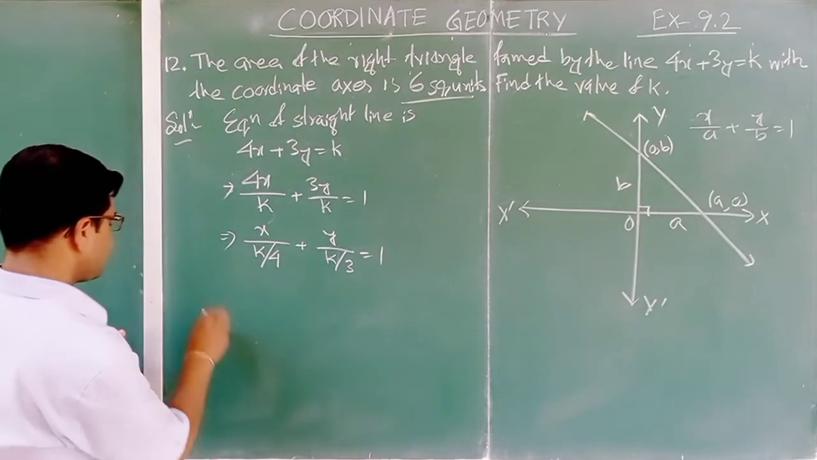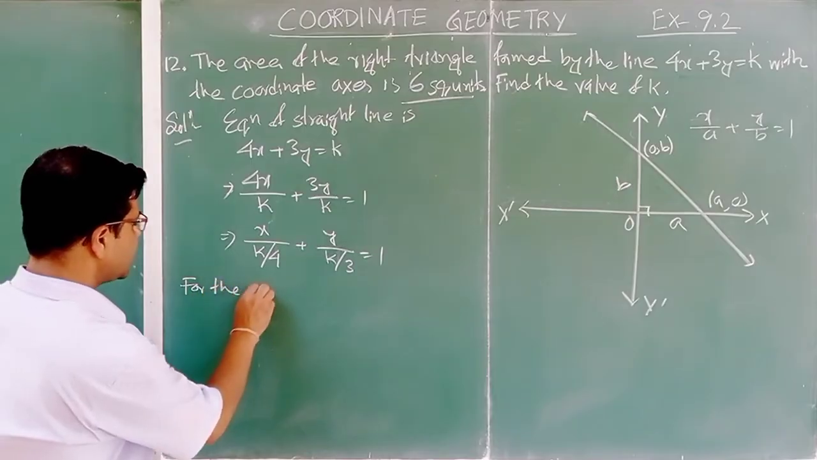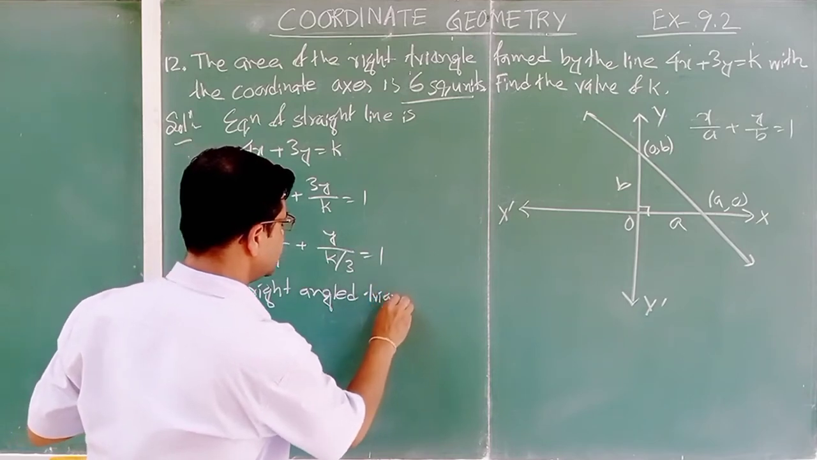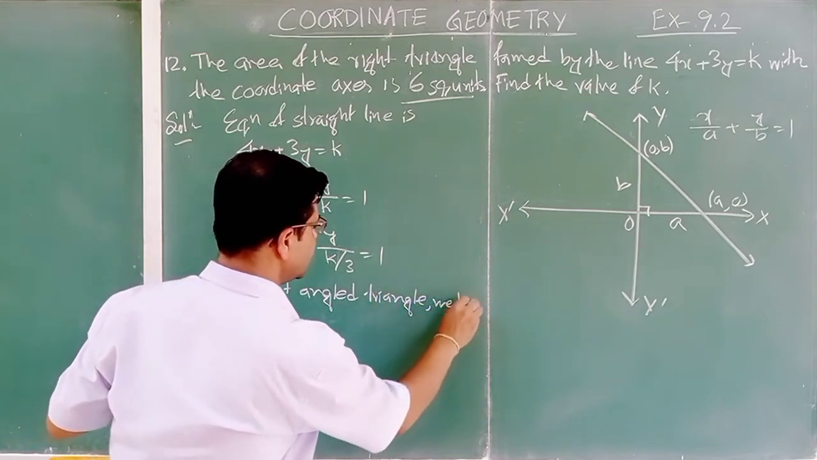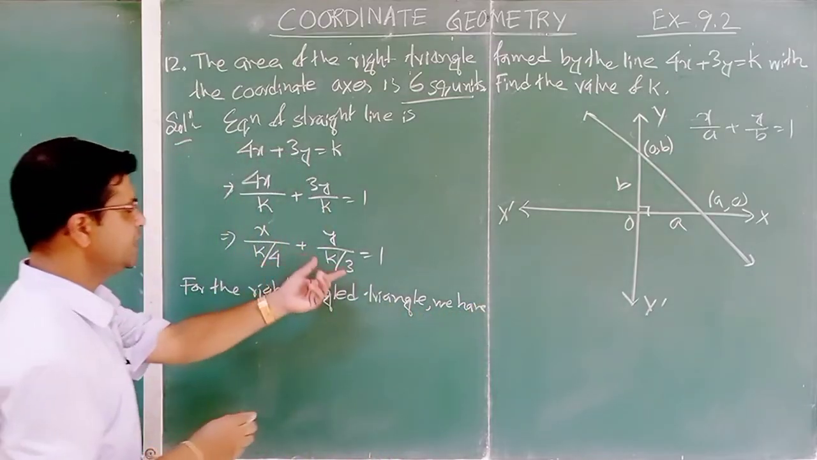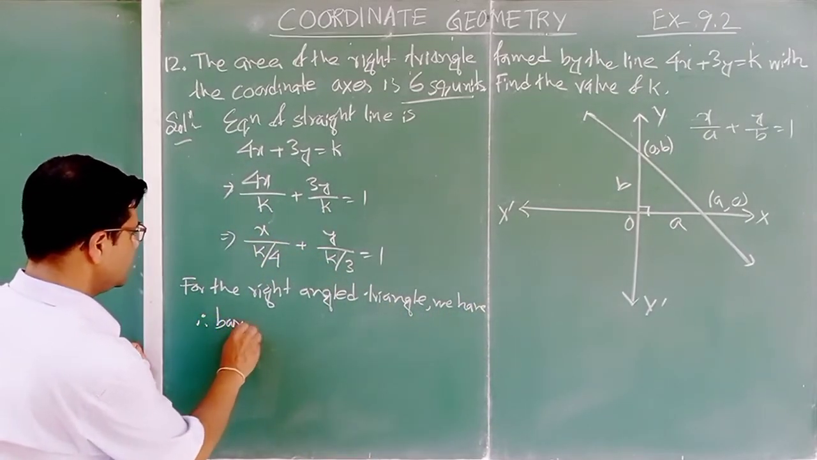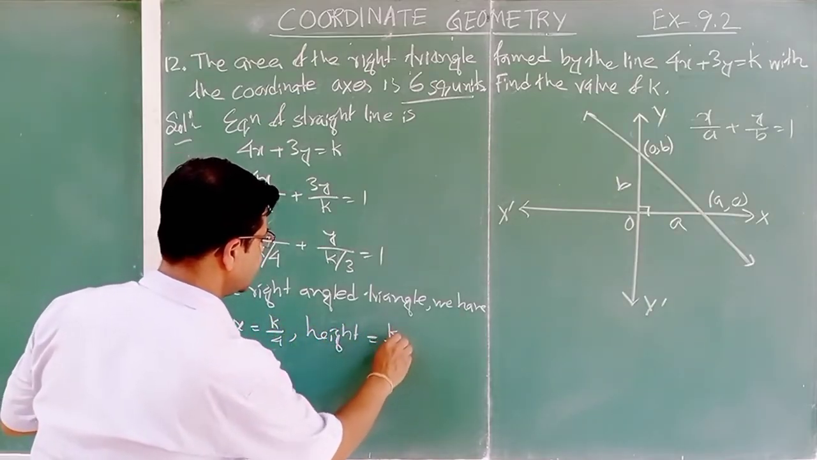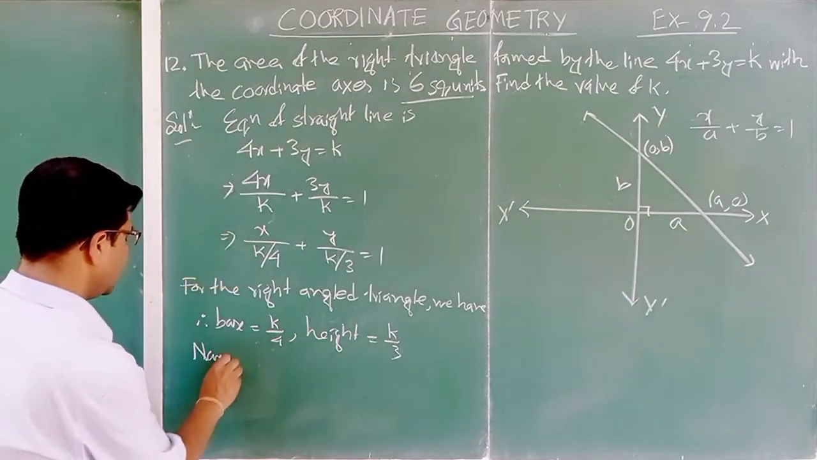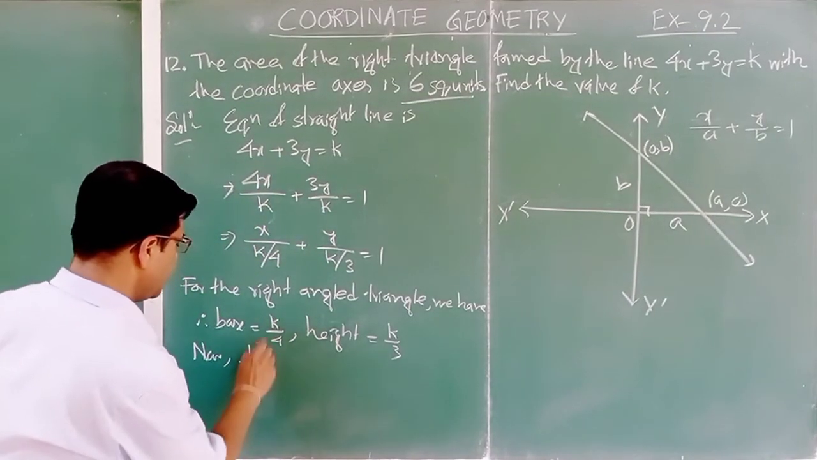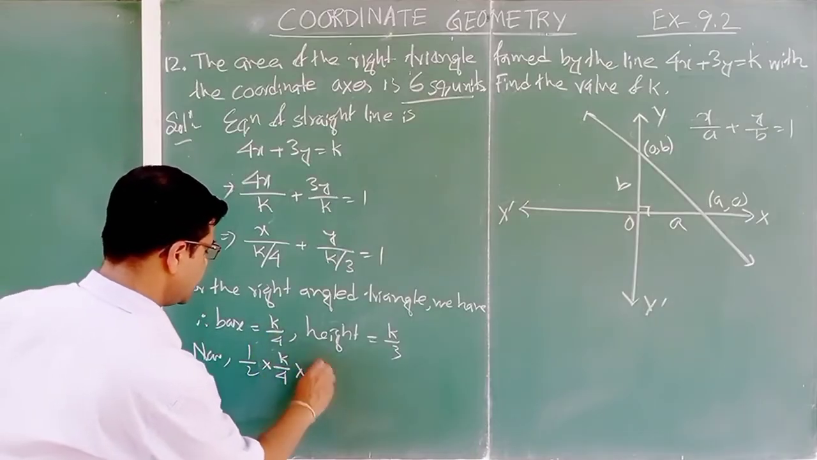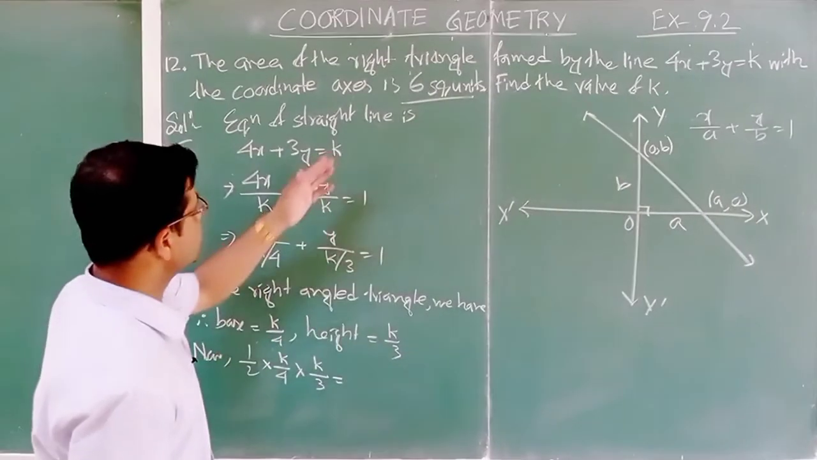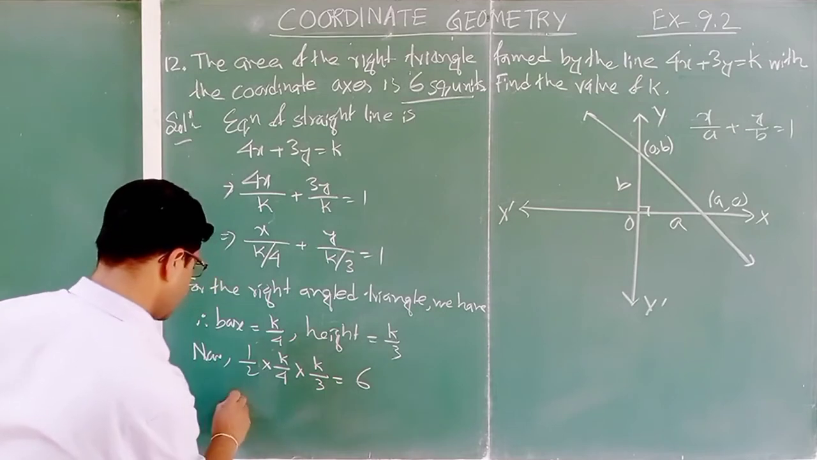So for the right angle triangle, if we compare, this is a and this is b, that means base is equal to k by 4 and height is equal to k by 3. These are units. Now what is given? The area of the triangle is given, that is half into base into height. This is the area of the right angle triangle. So its area is how much? 6 square units.